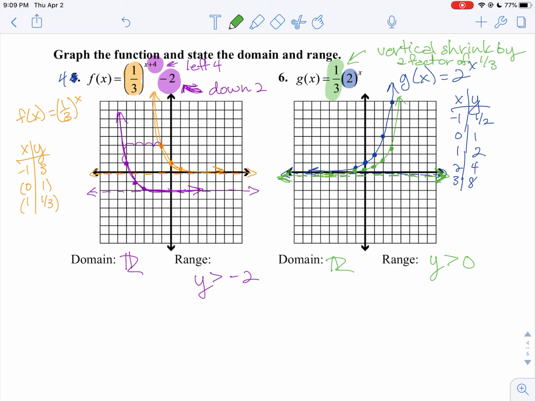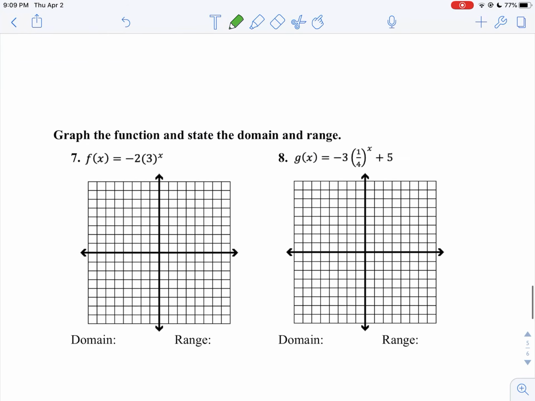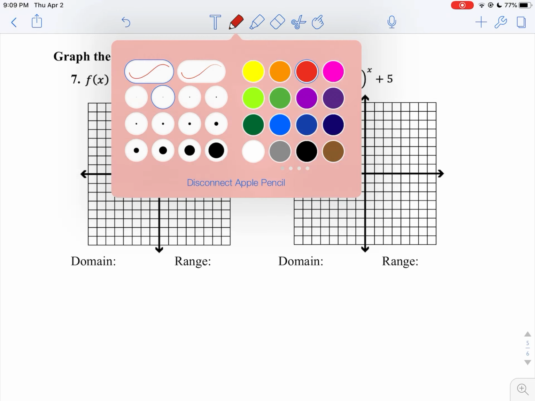All right, let's try just a couple more. Let's see, that was actually number 5. So let's look at number 6.